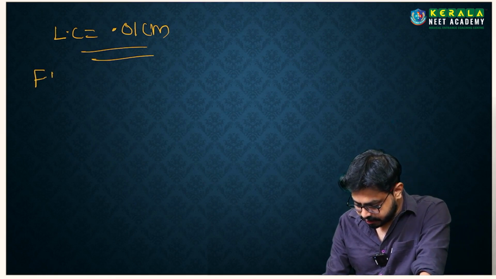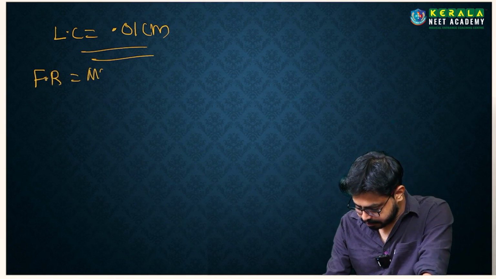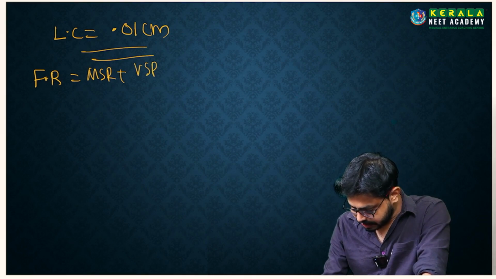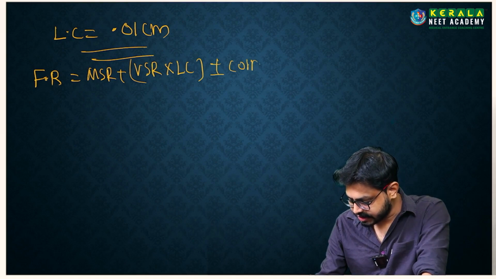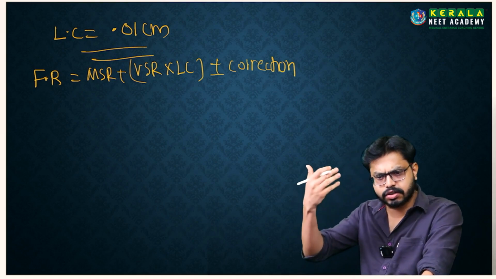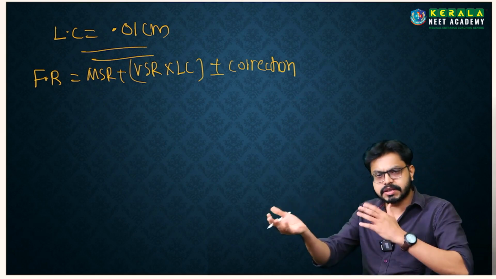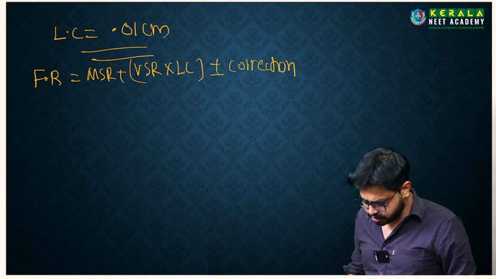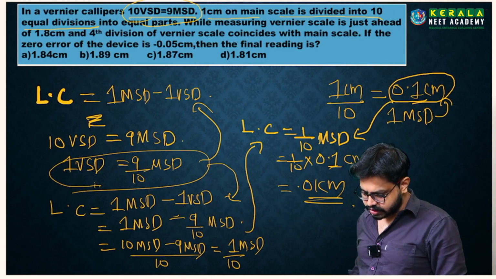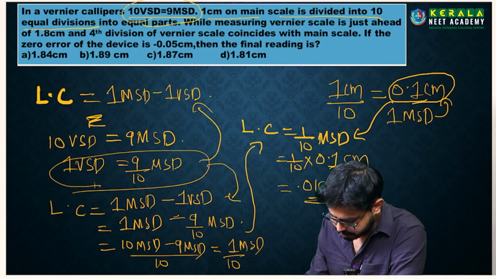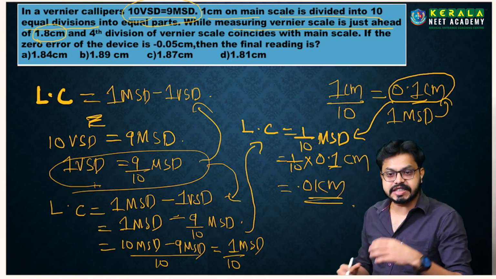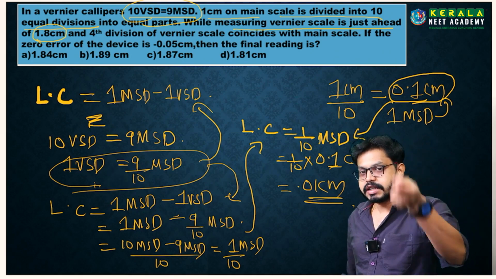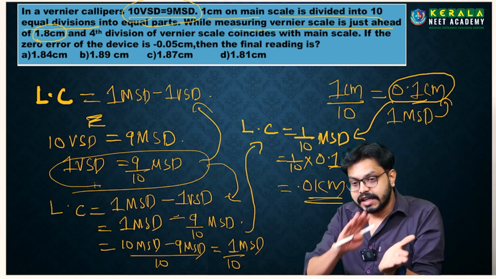We need the final reading. What is the equation of final reading? MSR plus VSR into LC plus or minus correction. If there is a correction, use it; if not, there is no need to take the correction. You can just take MSR plus VSR into LC. Okay. So next, in the question, what is given? While measuring, the vernier scale is just ahead of 1.8 centimeter.